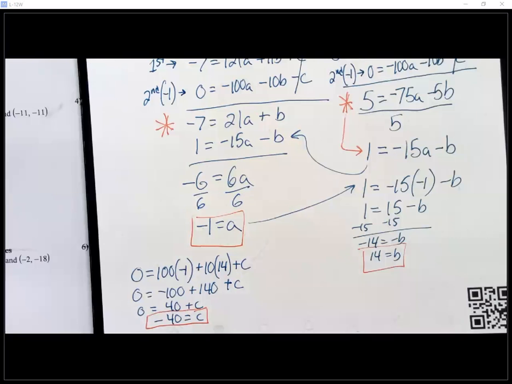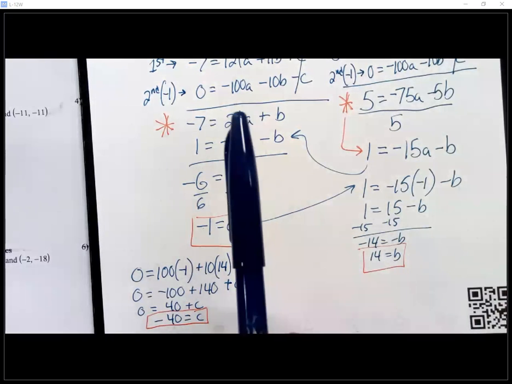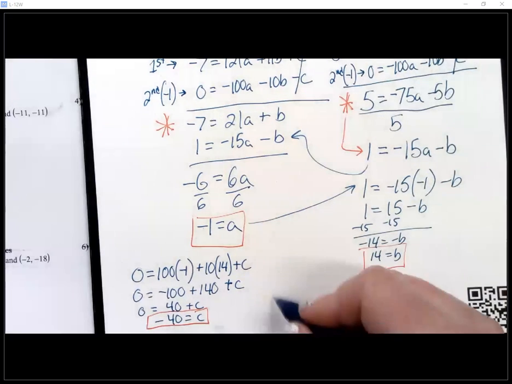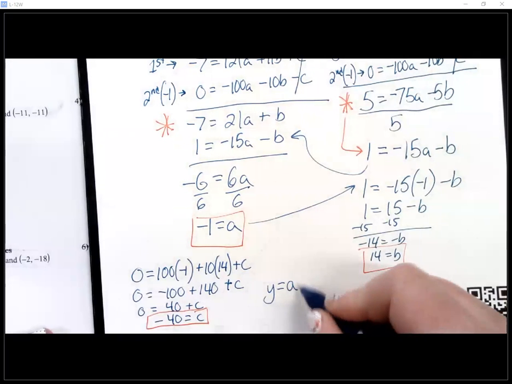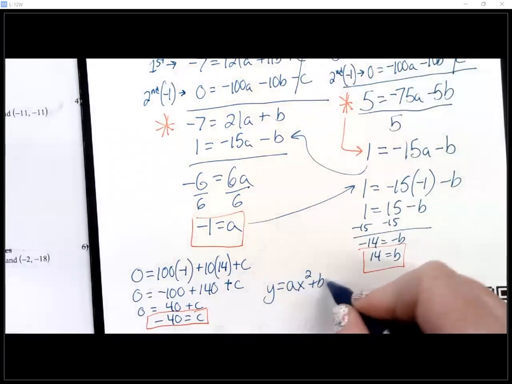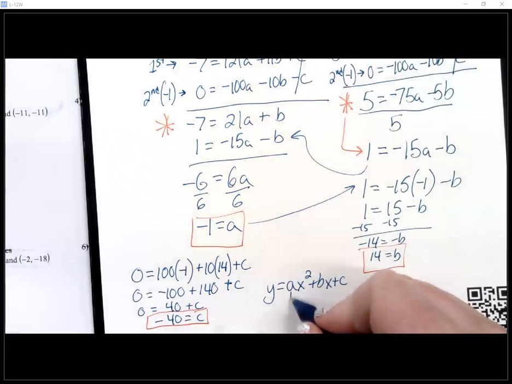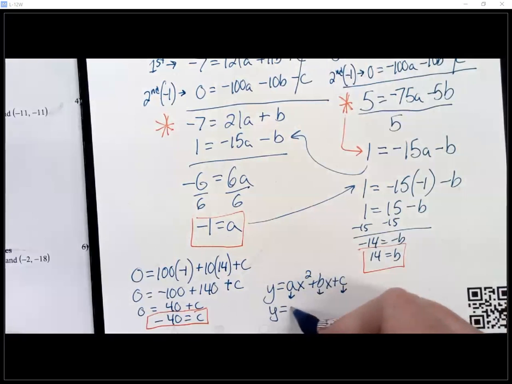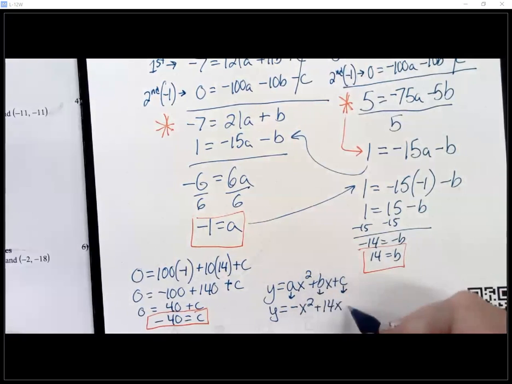So to write my final answer, all I have to do is take y equals ax squared plus bx plus c and plug in a, b, and c. So that's where this is all coming from. So now just plug in a, b, and c, and my final answer looks like this. A was a negative 1, b was 14, c was a negative 40. Ta-da! How cool!